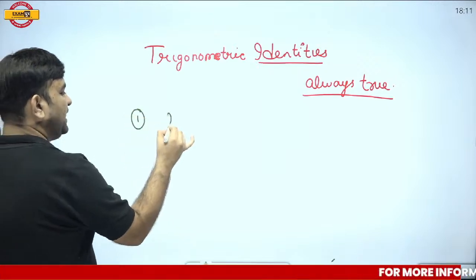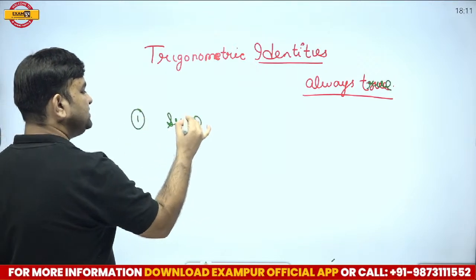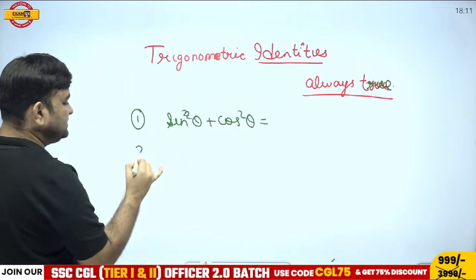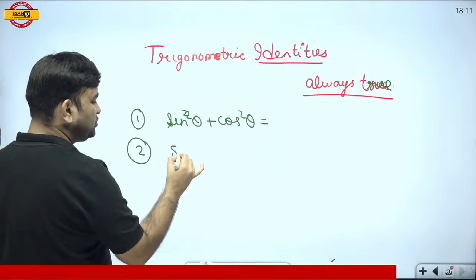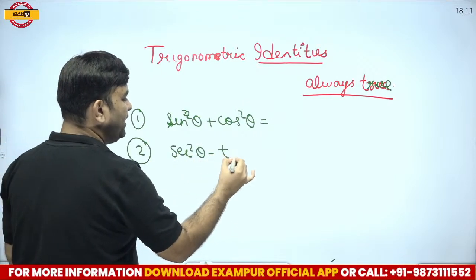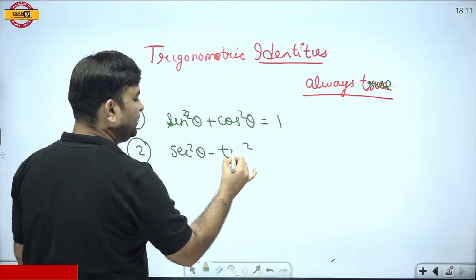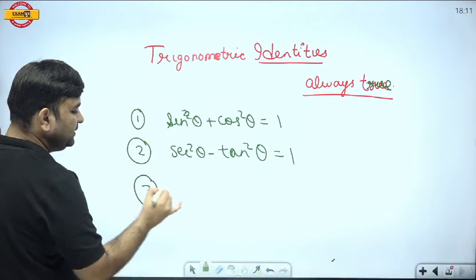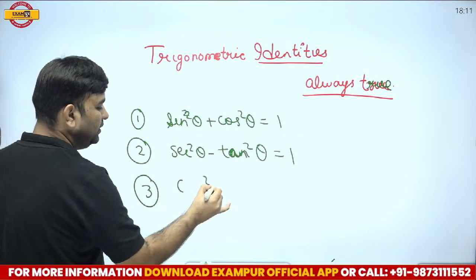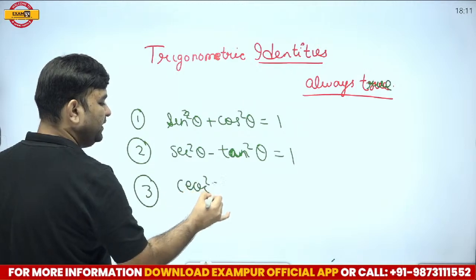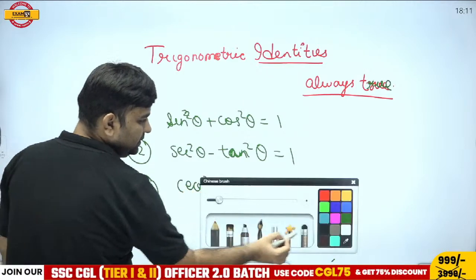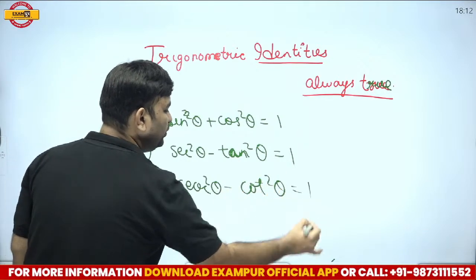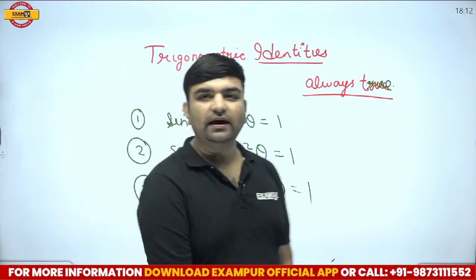First is sin square theta plus cos square theta is 1. Second is sec square theta minus tan square theta is also 1. And third identity is cosec square theta minus cot square theta is also equal to 1. So these three are the identities.